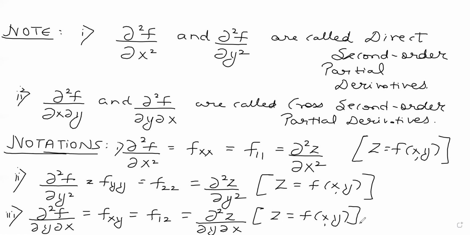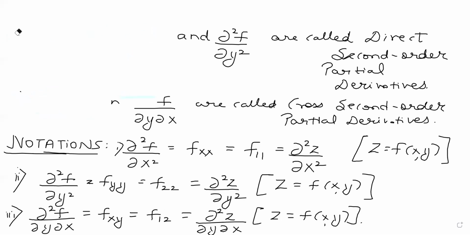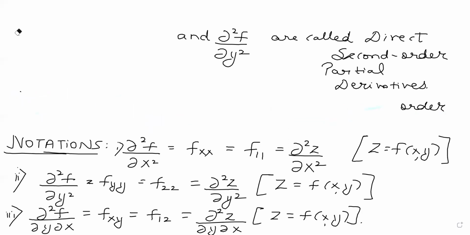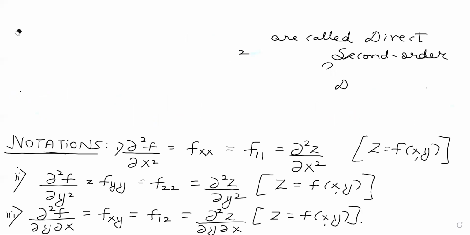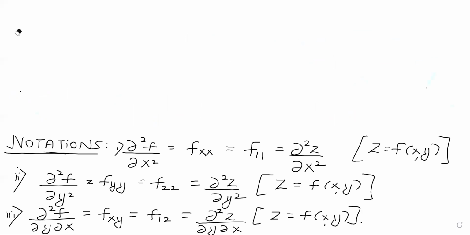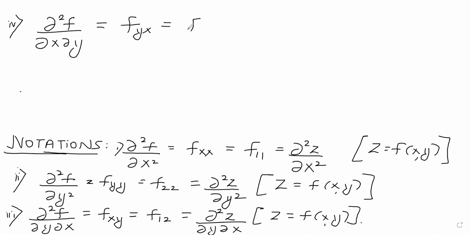And then we can have the fourth notation, for which I am just erasing the initial part. We can now have the fourth notation, which I am putting up on the screen. This is del square f by del x del y. This is nothing but first you are differentiating with respect to y, and then you are partially differentiating with respect to x. So fyx, which is nothing but f21, which you can also write as del square z by del x del y, assuming that z is a function of x and y.